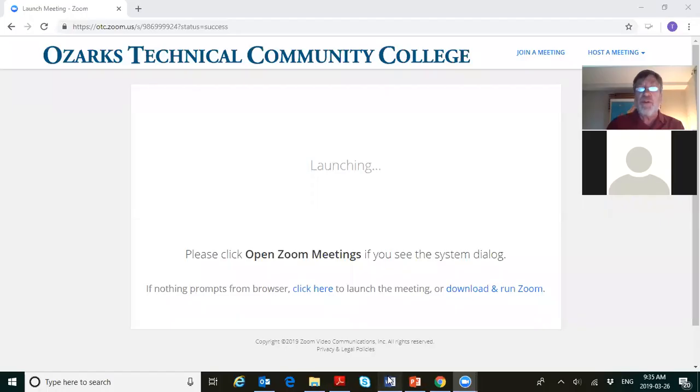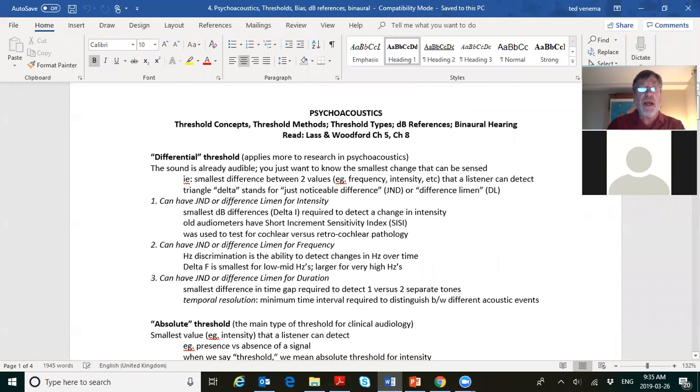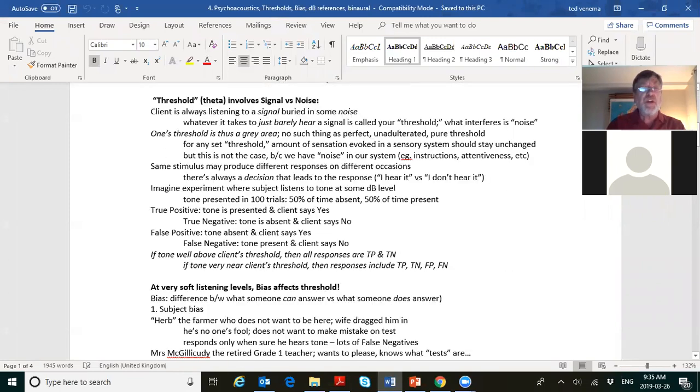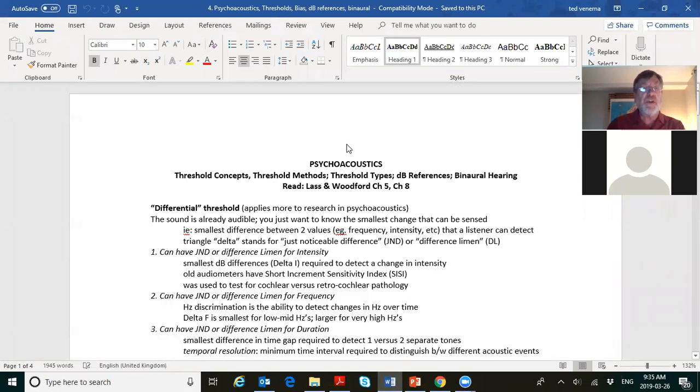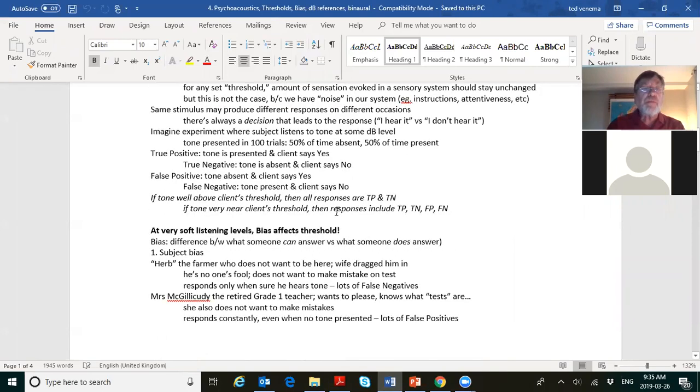Now let's talk about sharing screen, and let's go look at our notes and see where we were. Where were we in psychoacoustics? We covered all kinds of stuff. So we moved on down. Differential threshold, absolute threshold, signal and noise. There's your true positives, your true negatives right over here.